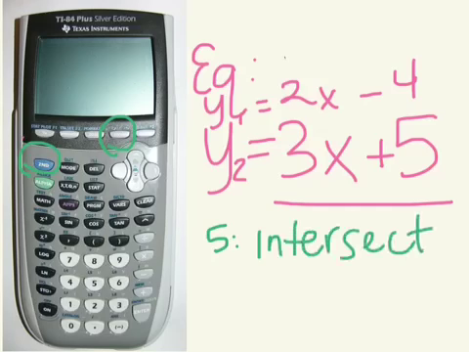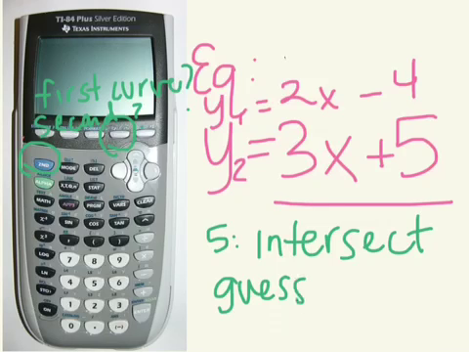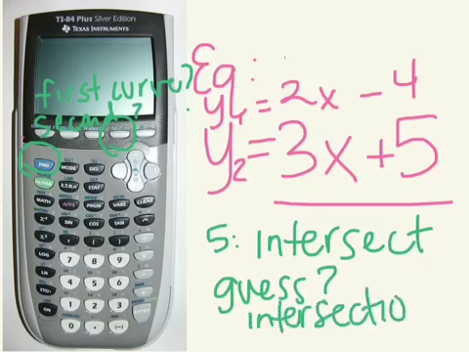Go down to intersect and click enter, and it'll give you the option. The first thing it says is, do you want the first curve? No, we don't want a curve because it's a straight line. So I'm going to hit enter again to get out of it. I'm going to hit enter again, and it'll say second curve. Hit enter again. You don't want that. It'll say guess. Do we want our calculator guessing what the intersection is? No, so hit enter again, and it will say intersection, and it'll give you an x and a y value. When it gives you the x and the y value, that is your coordinate pair that I want you to put in that ordered pair.